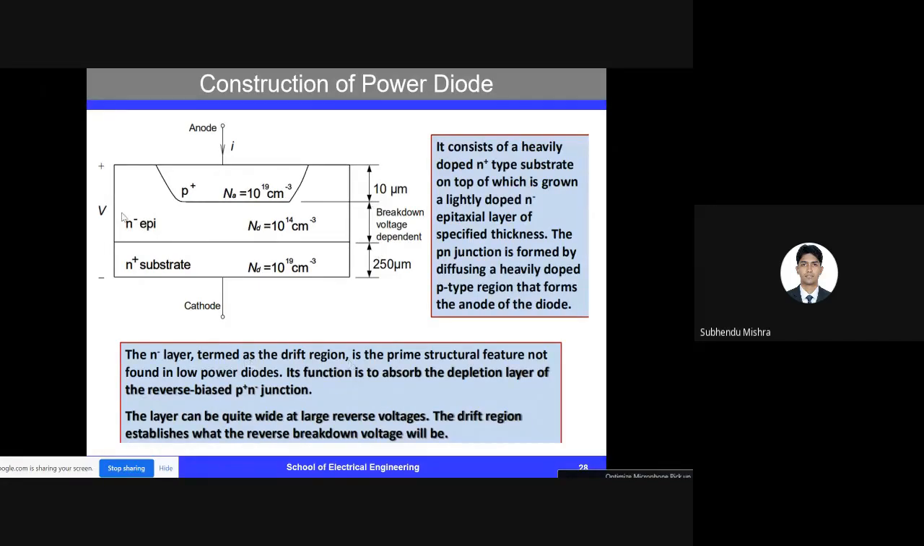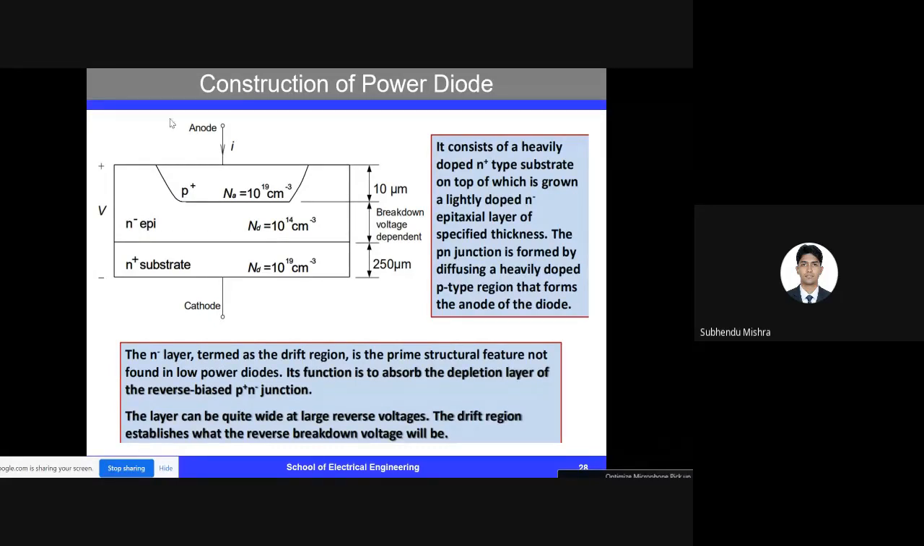This is the structure for the power diode, and this N minus layer is termed the drift region. It is the prime structural feature not found in the low power diode. In low power diodes, you will not find this N minus region. You will only find the P and the N region. This N minus region is there for the power diodes, and this layer can be quite wide at large reverse voltages, and the drift region establishes what the reverse breakdown voltage will be.